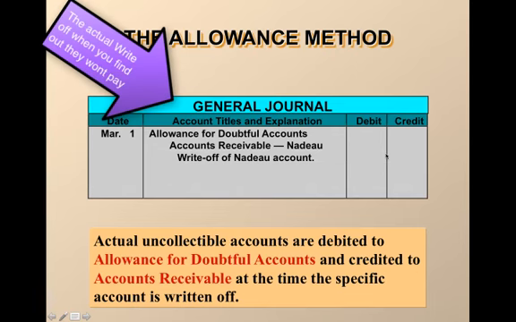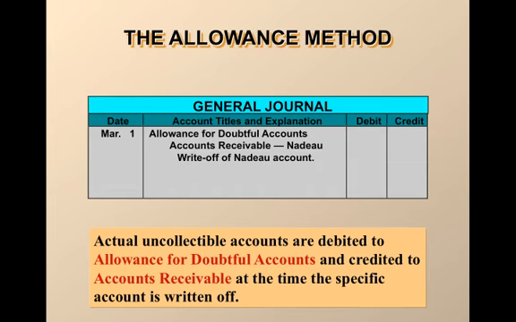Okay. Now, when we actually find out who we're not going to get the money from, so in this particular case, it looks like we found out from this customer, Nadu, that we're not going to collect their money. So we're going to now debit that holding tank because we didn't have anywhere else to put it. So we're going to debit allowance for doubtful accounts, and we're going to finally credit the actual account. This 500 is a credit. Okay, so actual uncollectible accounts are debited to the allowance for doubtful accounts and credited to the actual accounts receivable at the time the specific account is written off.